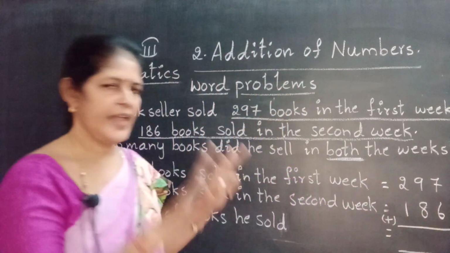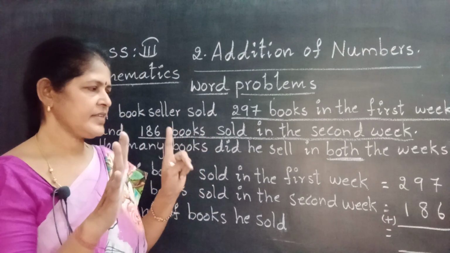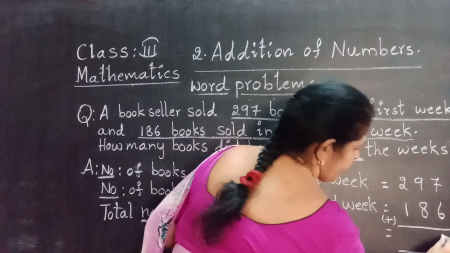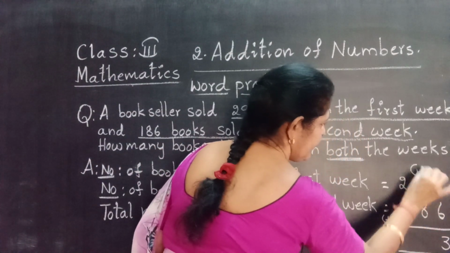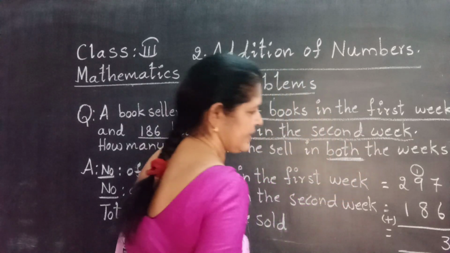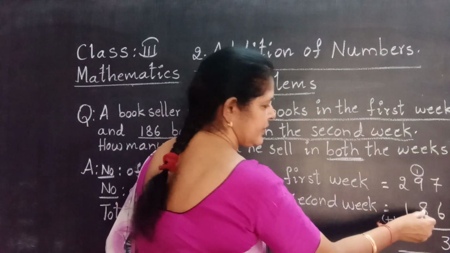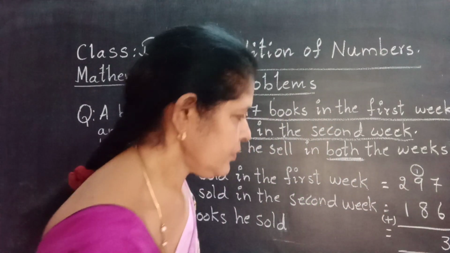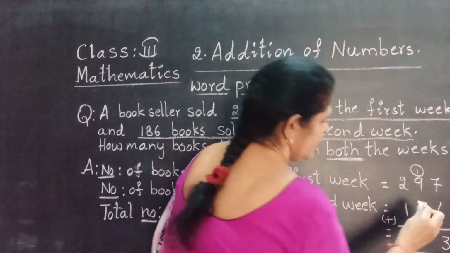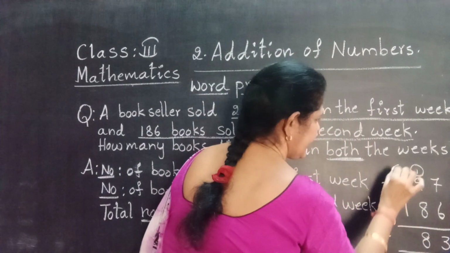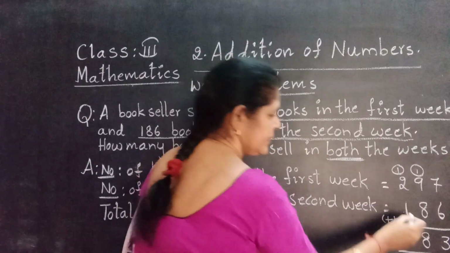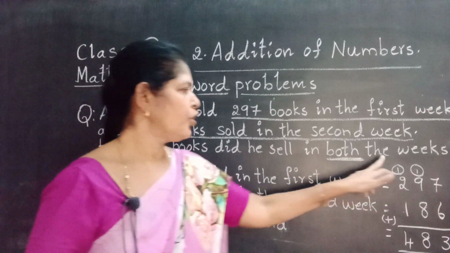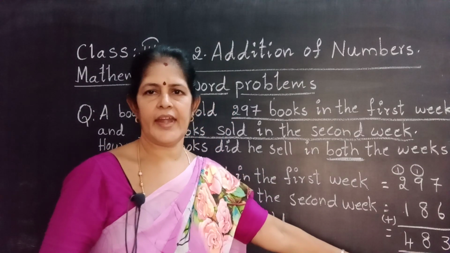7 plus 6. Take 7 fingers. 6 after 7: 8, 9, 10, 11, 12, 13. 2-digit number. 3 right here. 1 carry forward. 9 plus 1, 10. 10 plus 8, again a 2-digit number. Now 8 right here. 1 carry forward. 1 plus 2, 3. 3 plus 1, 4. Total number of books he sold in both the weeks equal to 483.